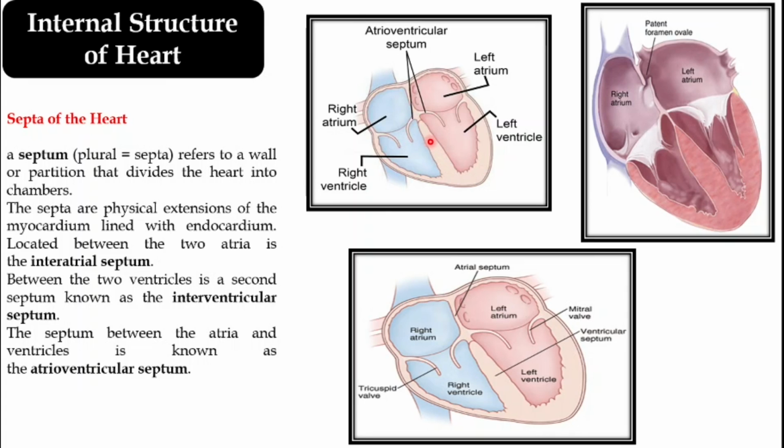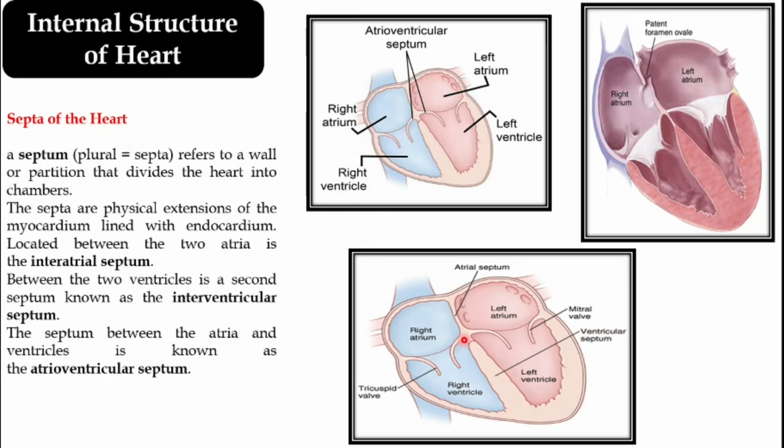The septum which is present between the right atrium and the left atrium is known as the atrial septum. And the boundary or wall or septum which is present between the right ventricle and the left ventricle is known as the ventricular septum or the interventricular septum.